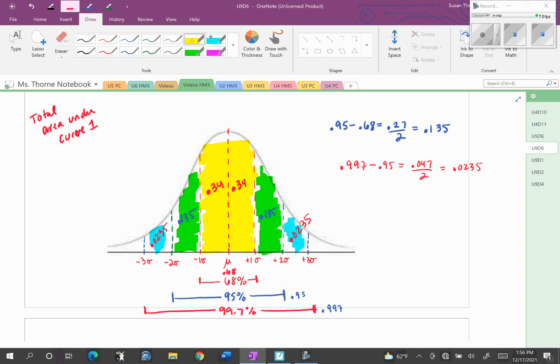And then we want to figure out this last little bit, what that area is. And so again, the total area underneath our curve is 1. So 1 minus 0.997 would be equal to 0.003. Divide that by 2, and we get 0.0015. And we're going to be using these numbers when we do our next examples. So let's go ahead and look at the example that we have here.